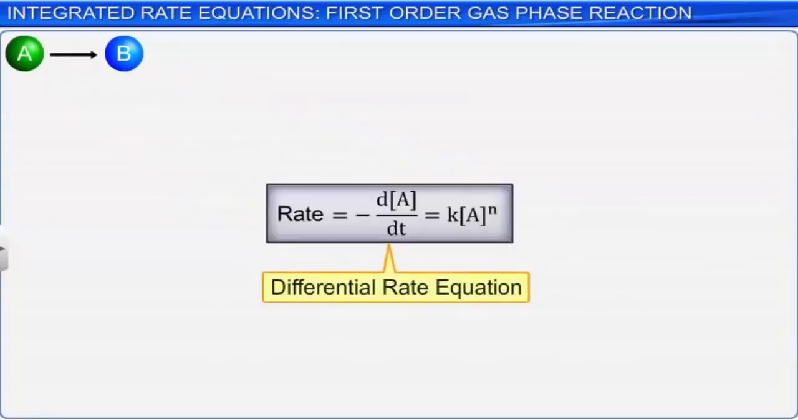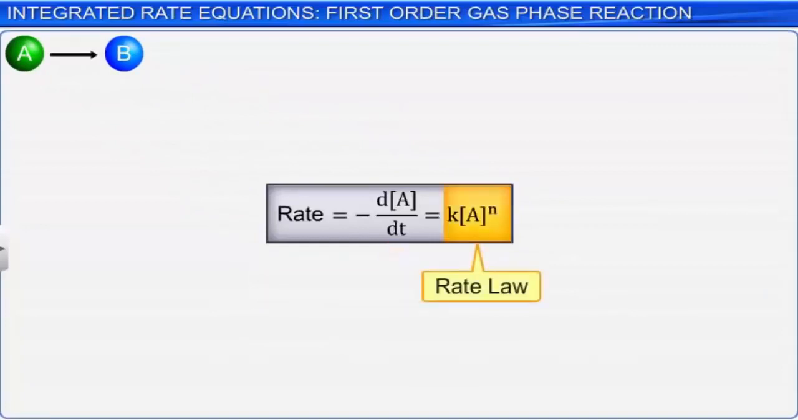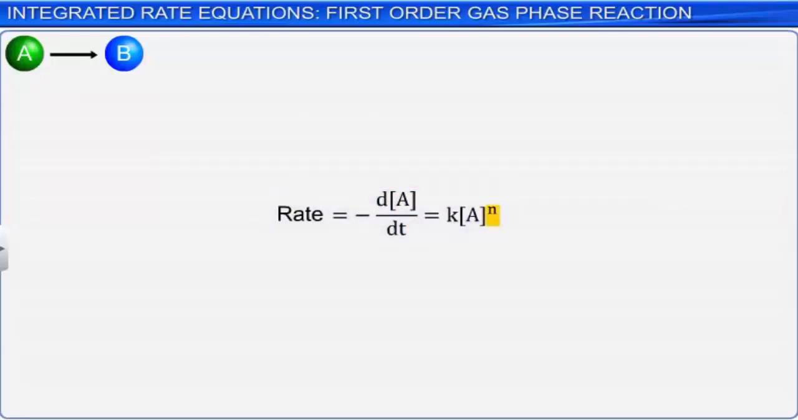Using the differential rate equation and rate law, we can write the rate of the reaction in terms of the rate of disappearance of reactant A as minus dA by dt equal to k into concentration of A to the power n, where n is the order of the reaction with respect to A. If the order of the reaction is 0, that is, if the rate of reaction doesn't depend on the concentration of the reactant, then n is equal to 0.